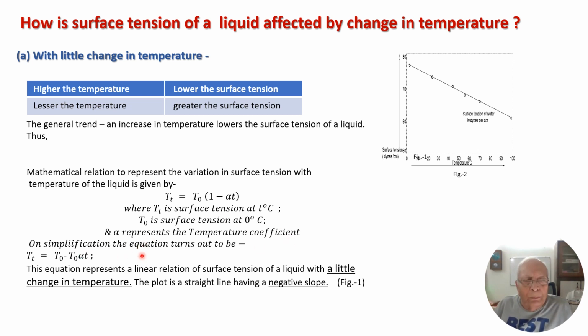Because on simplification, a simple mathematical simplification, you get this: Tt is equal to T naught minus T naught alpha T. From this we can calculate alpha, and we find that if you plot it, a little variation results in a straight line having a negative slope, and we can very easily calculate the temperature surface tension with this graph.